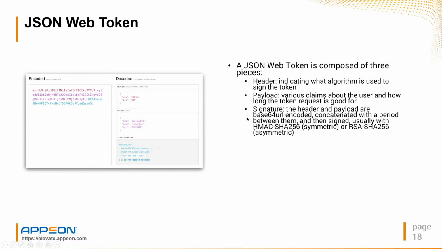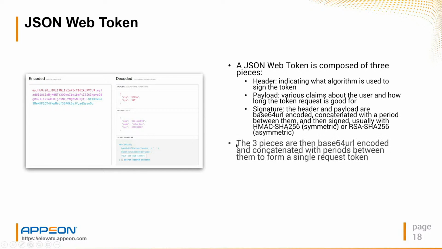So the header and the payload are both base64 URL encoded. They're concatenated with a period between them. You actually see that here on the left side. This portion in red is the header, base64 encoded. This area in purple is the payload, base64 encoded. Then the red and purple portion are then signed, and that information is added on as the last part, the signature.